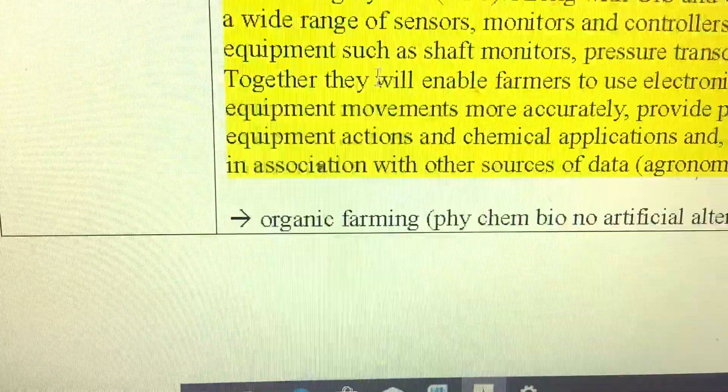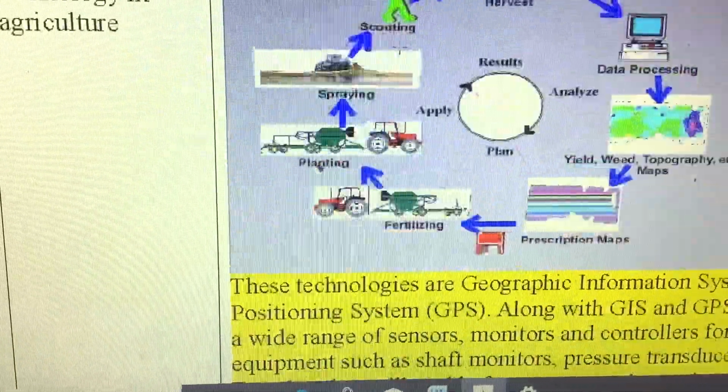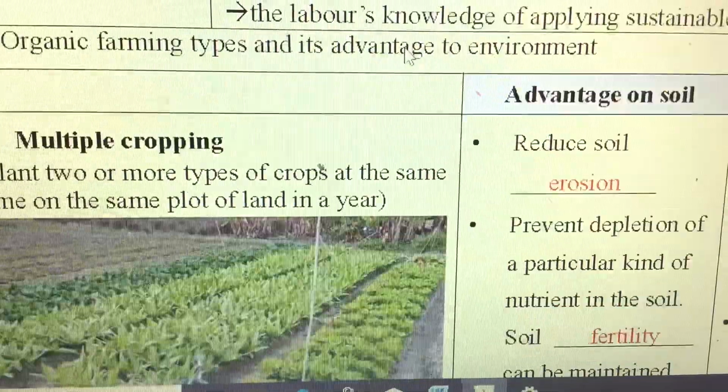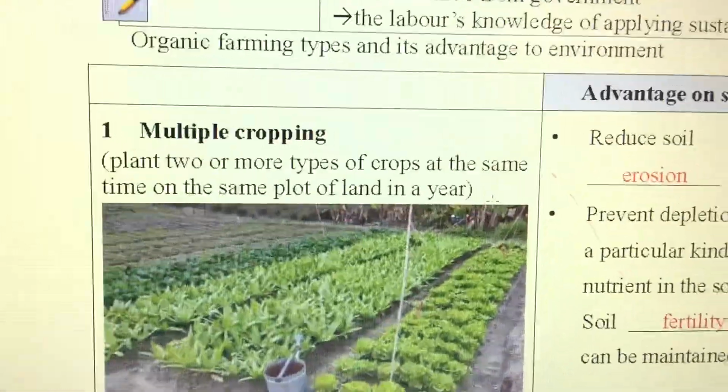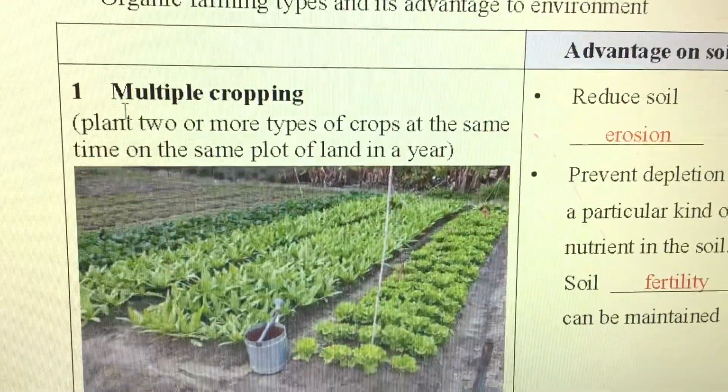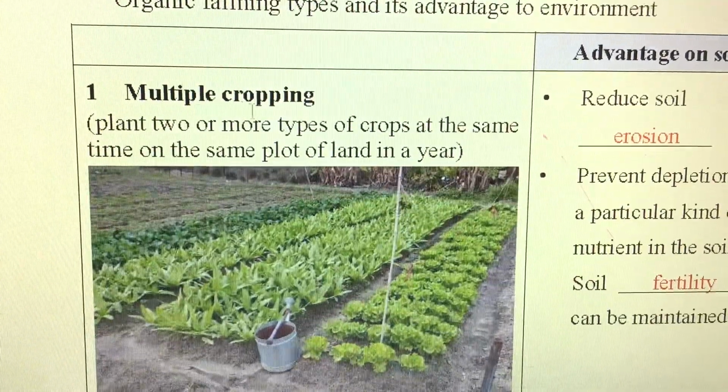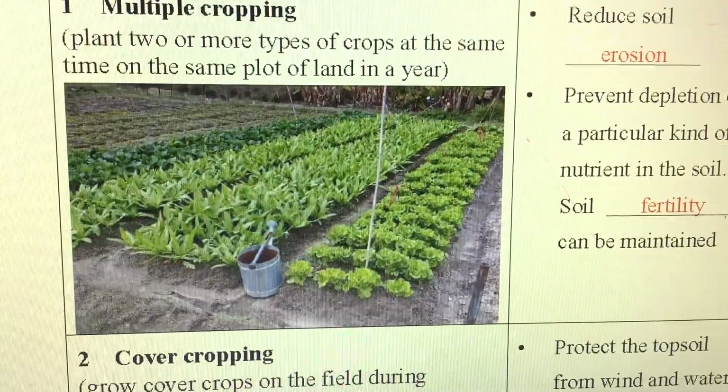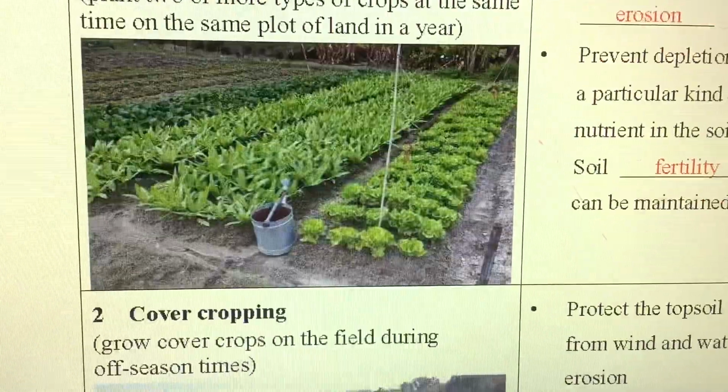And this one is also my own notes about precision farming. I just put it here again. What is sustainable farming? This is also a good thing to talk about. Multiple cropping. Multiple cropping, as the name has said.